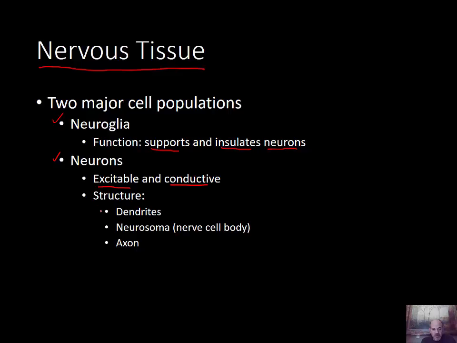The general structure of a neuron, which we're going to see on the next slide, includes dendrites, the cell body, the neurosoma, and the axon. So you should be familiar with those basic parts, and we'll see them on the next slide.